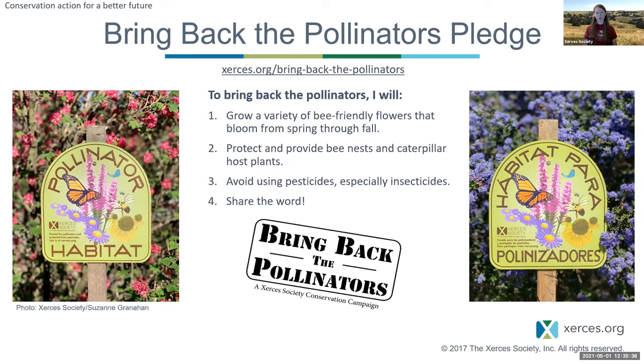So you can go online and sign this, and basically you're committing to grow a variety of bee-friendly flowers that bloom from spring all the way to fall. You're going to be providing nesting habitats, not only for bees, but also beneficial insects, caterpillars, fireflies, beetles. And you're going to minimize pesticide use and share the word.